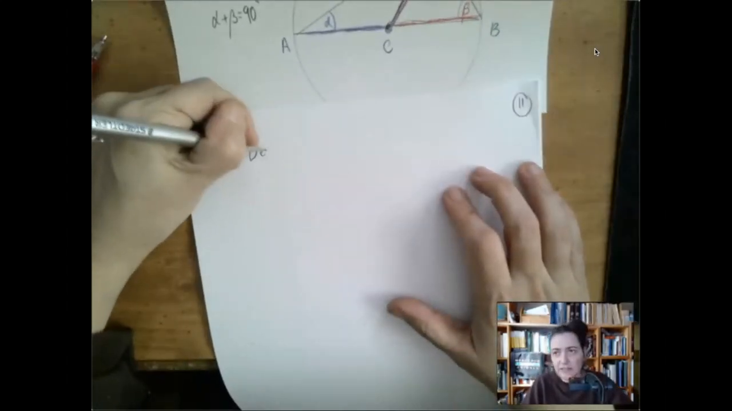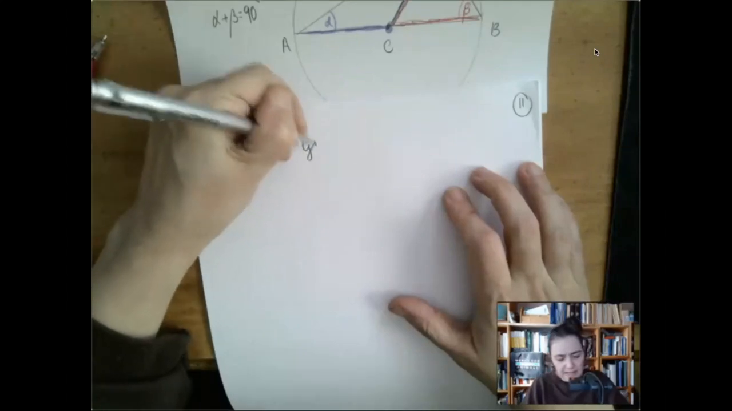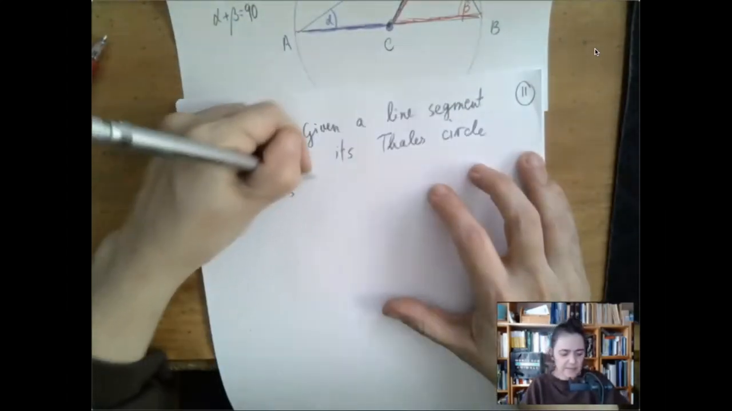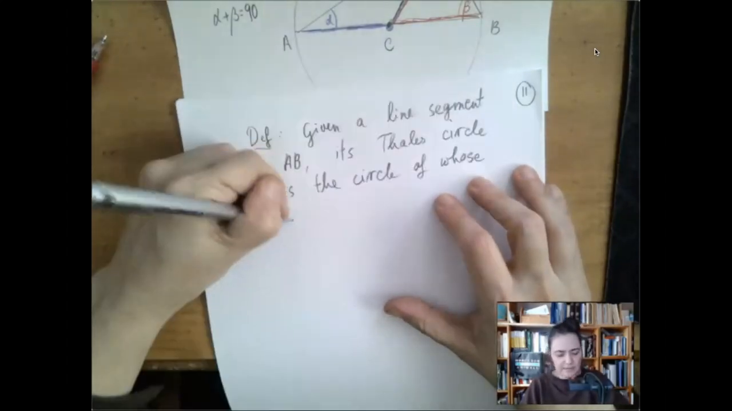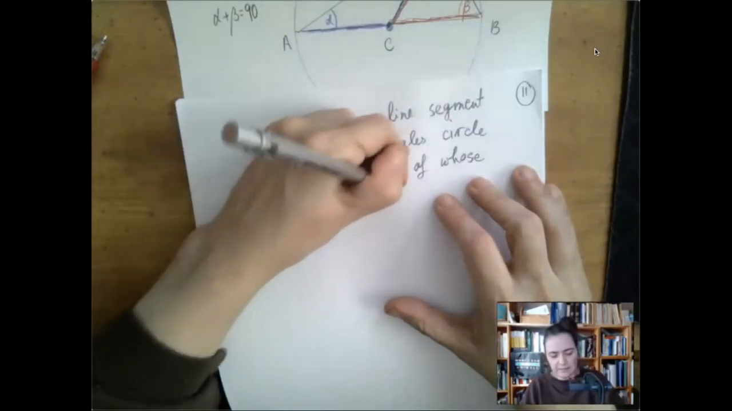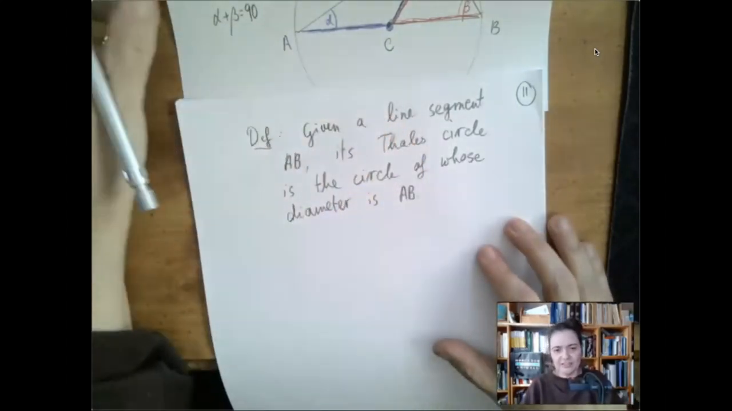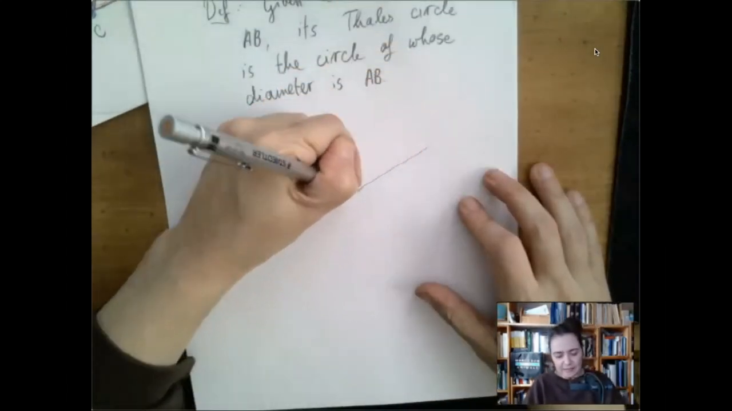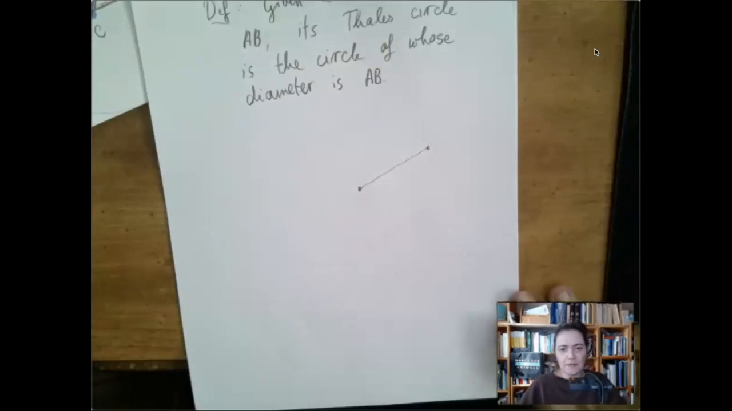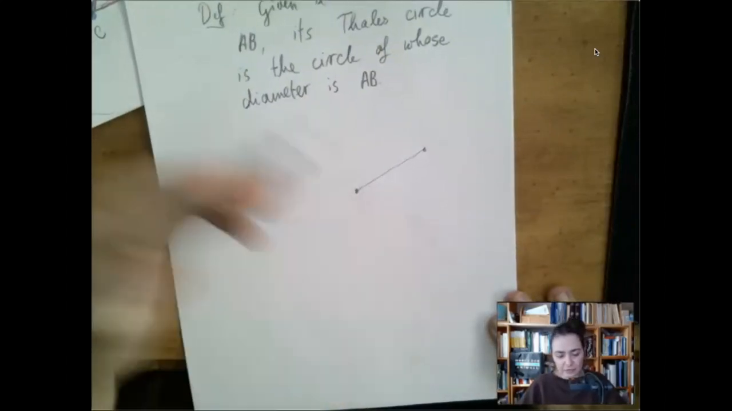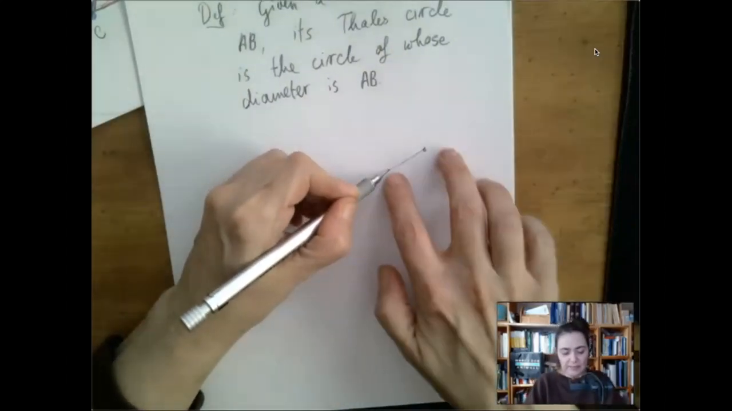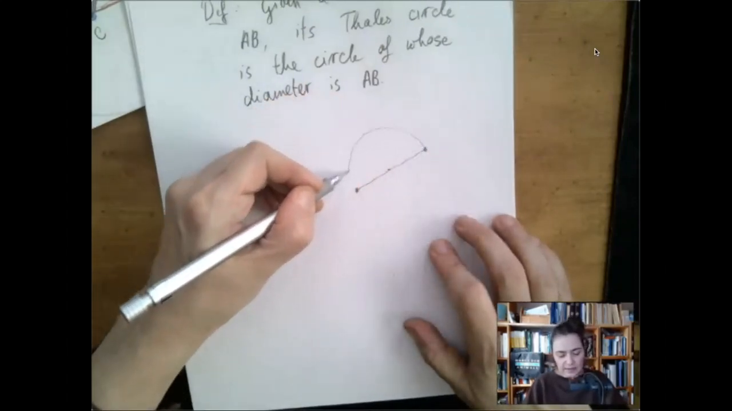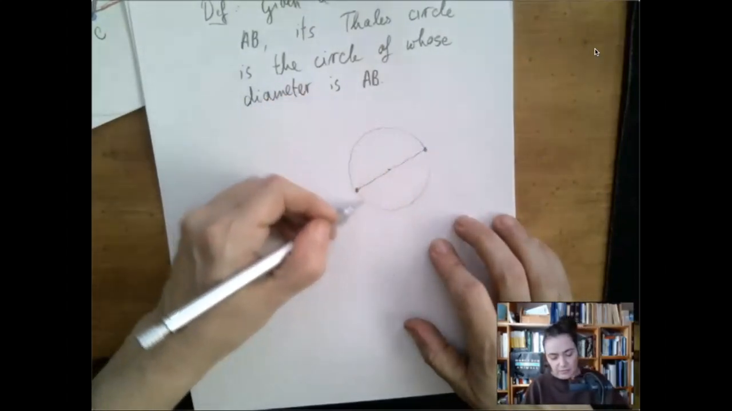So I'm going to give you a definition first. Given a line segment AB, its Thales circle is the circle whose diameter is AB. You can think about how to construct it. If I give you a line segment AB, you would have to construct the perpendicular bisector so that you find the midpoint, and then you open up the compass, and you draw it. That's the Thales circle for a line segment.